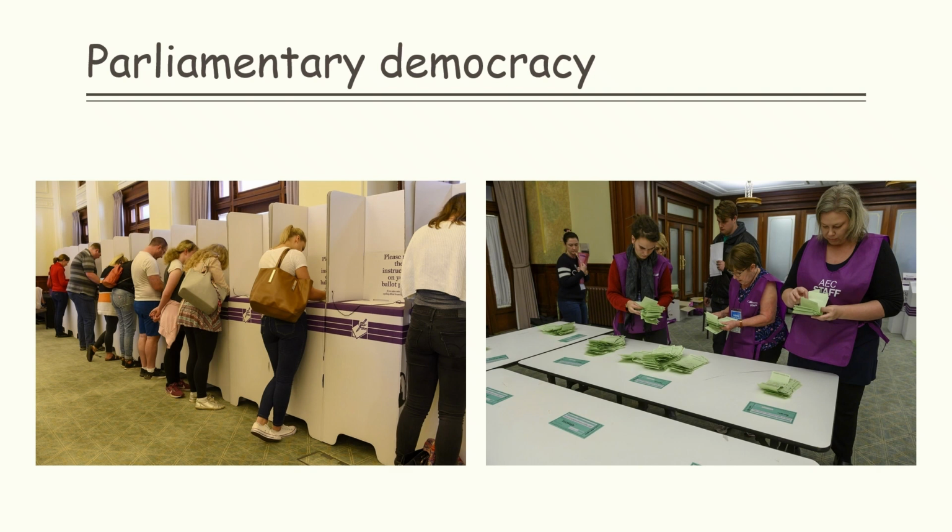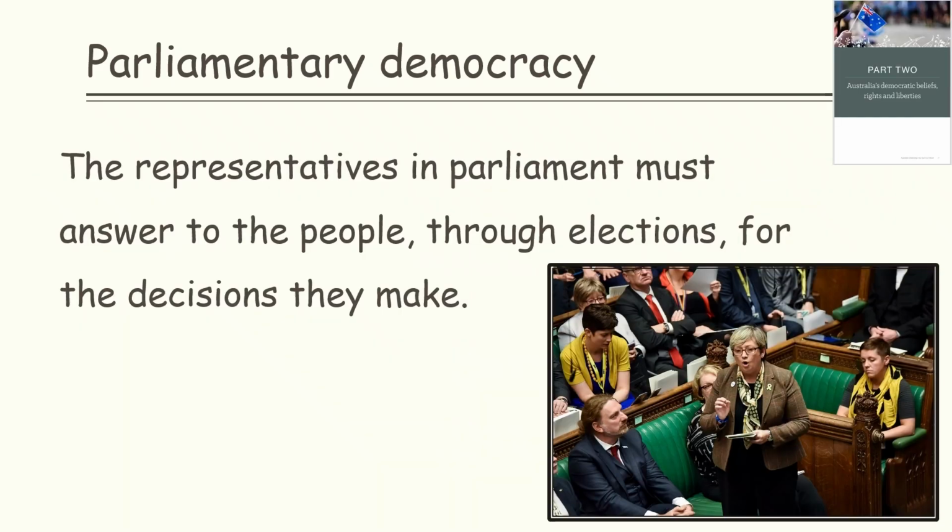Australia's elections are overseen by the Australian Electoral Commission. It is independent and makes sure that elections are run fairly. Voting is compulsory, which means that everyone gets a say in who they want to lead the country. The representatives in Parliament must answer to the people through elections for the decisions they make.